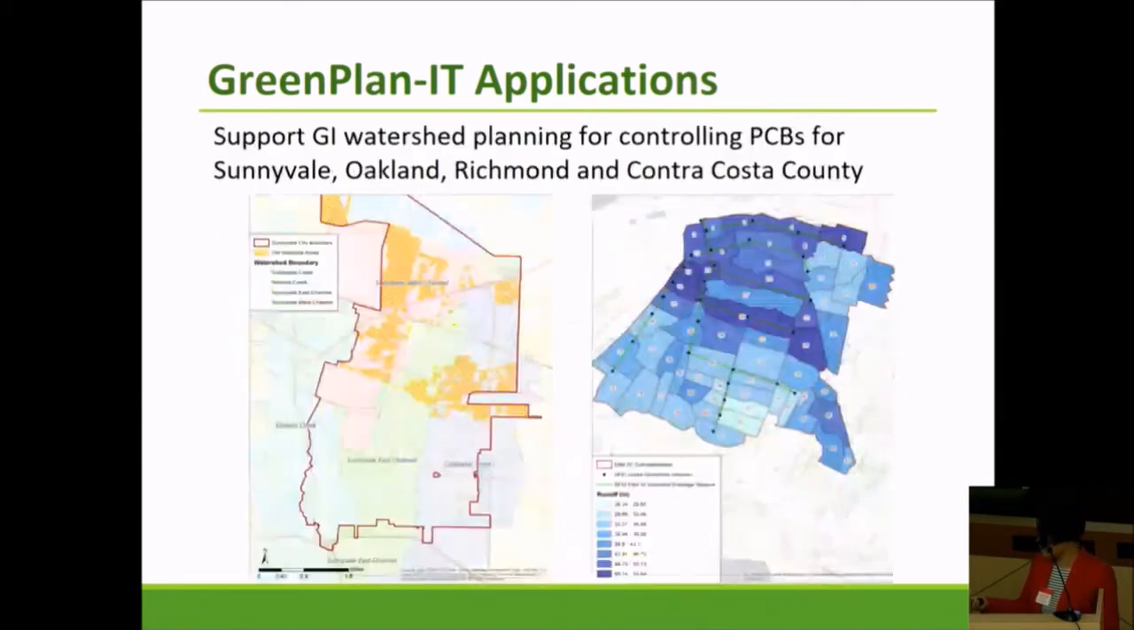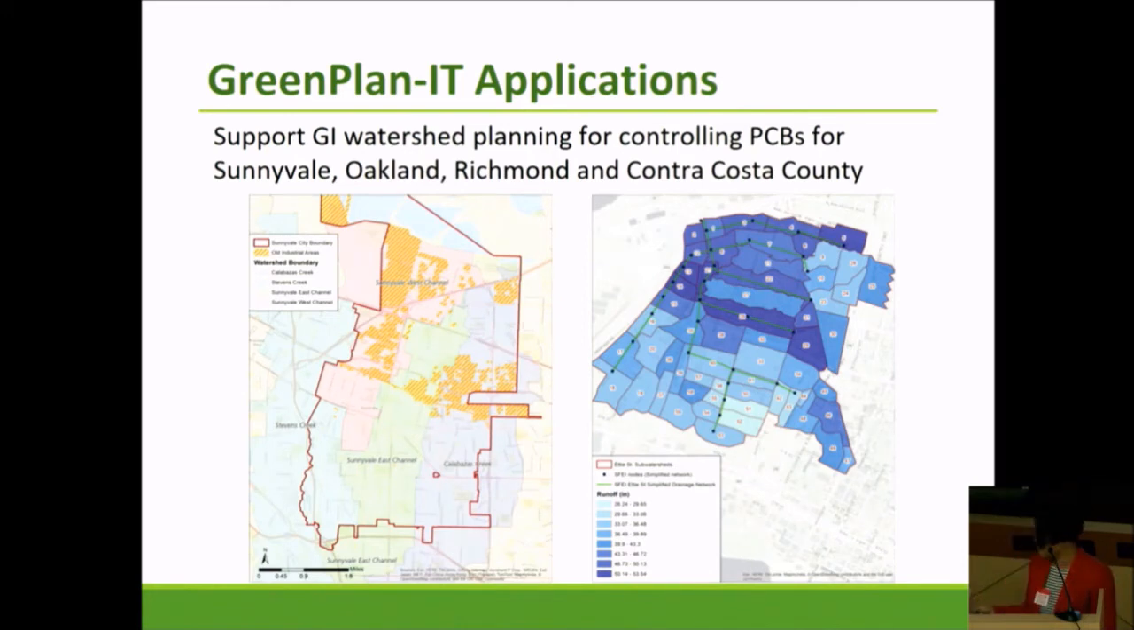So over the past 2 years, we have been working with 3 cities in the Bay Area, the city of Sunnyvale, Oakland, Richmond, and Contra Costa County, trying to apply the full toolkit to support their green infrastructure watershed planning. They are required by permit to develop a green infrastructure master plan. Those analyses, including location identified, the quantified benefit, and also optimal solutions, all served as a basis so they can develop based on that.